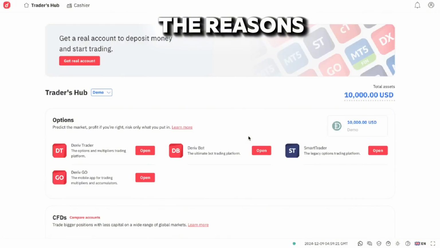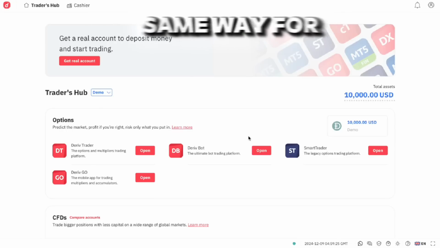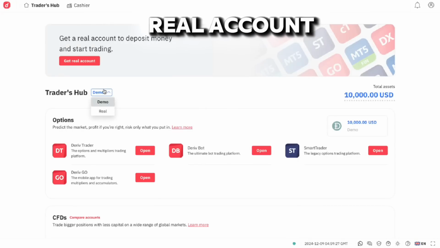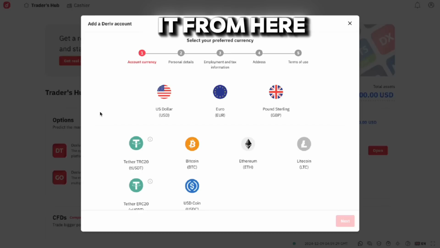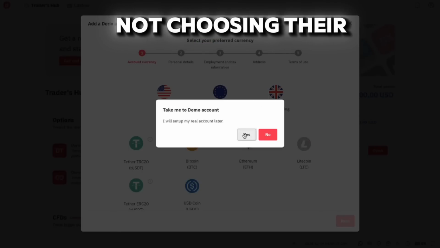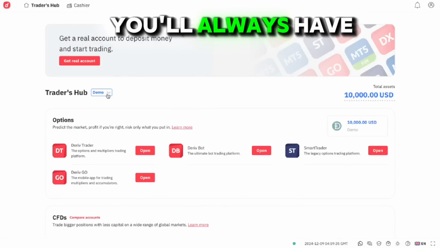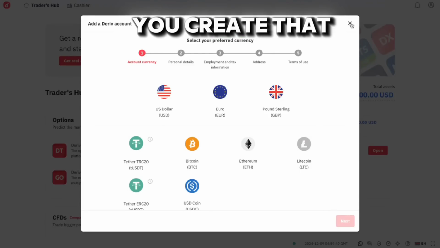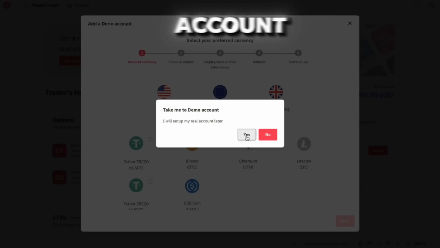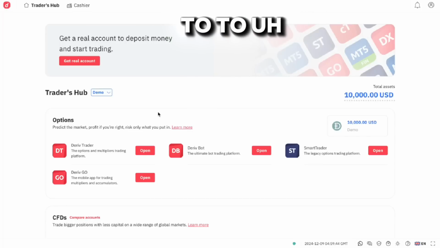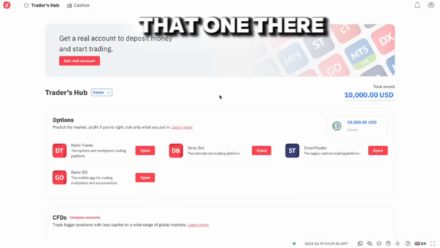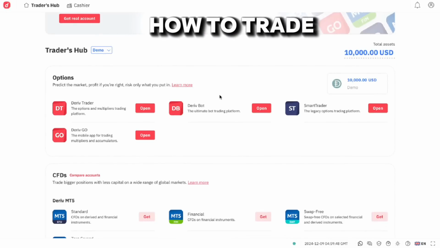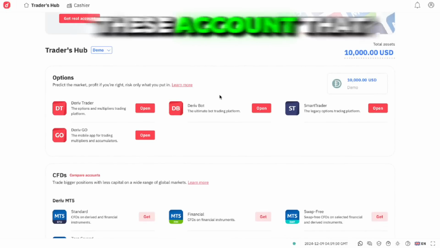So those are the reasons why you need to verify your account. So how do you start trading? It's the same way for the demo and for the real account. You'll always change it from here, real or demo. If you've not chosen the USD account, you'll always have that pop-up come up until you create that. Because I already have an account, I'm not going to create that on there, but I'm going to show you how to trade using this account that I just created.